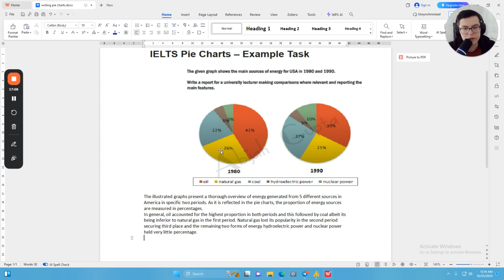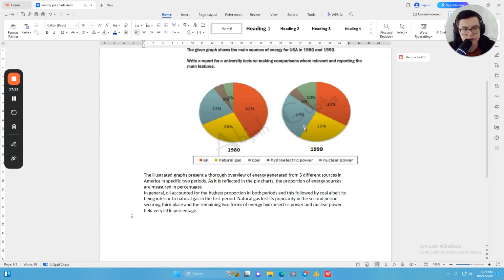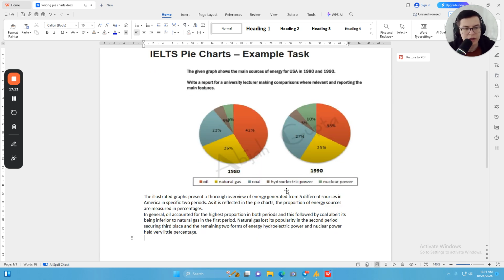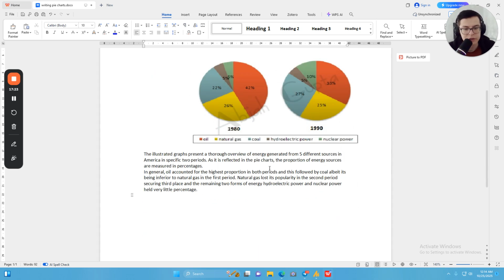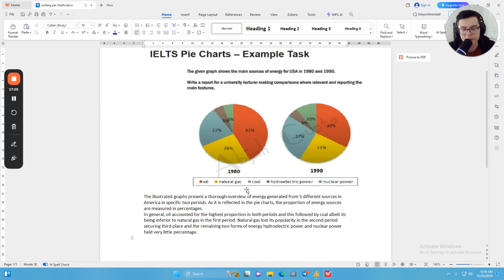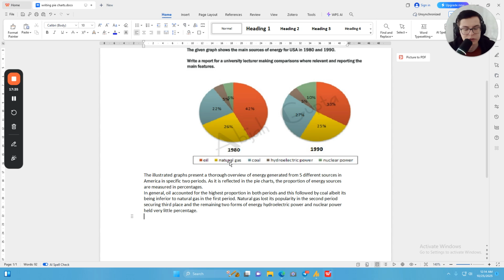Also, it is equally important to write a great paragraph. So let me help you to write one paragraph for oil production and natural gas. I'm going to record another video containing this pie chart. As our time is limited for today, I'm just going to write a sample paragraph for oil and natural gas.